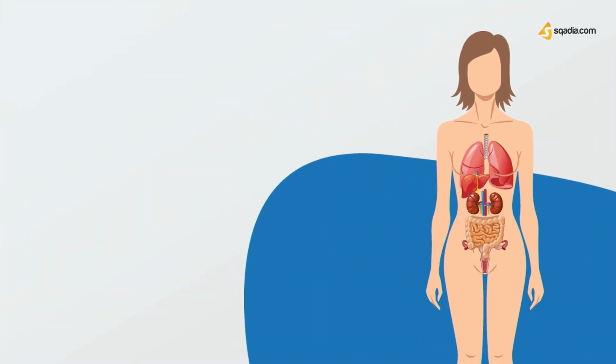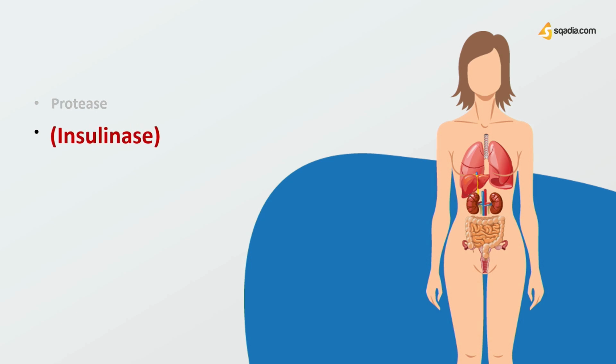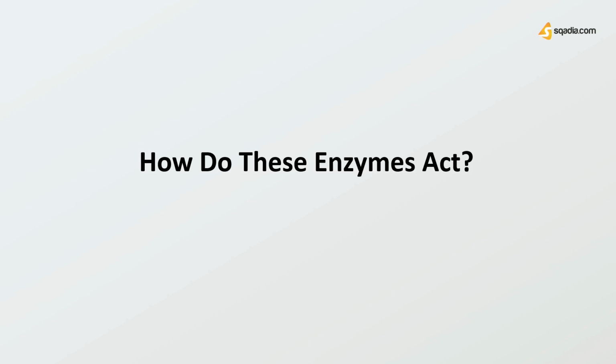There are two main enzyme systems at play here: the protease and glutathione insulin transhydrogenase, or simply known as insulinase. Insulinase is a bit unique compared to protease because besides being present in high concentration in liver and kidneys, it is also found in the skeletal muscles and placenta, aiding in the uptake of insulin by the cells and clearing it from the bloodstream. The question arises, how do these enzymes act?